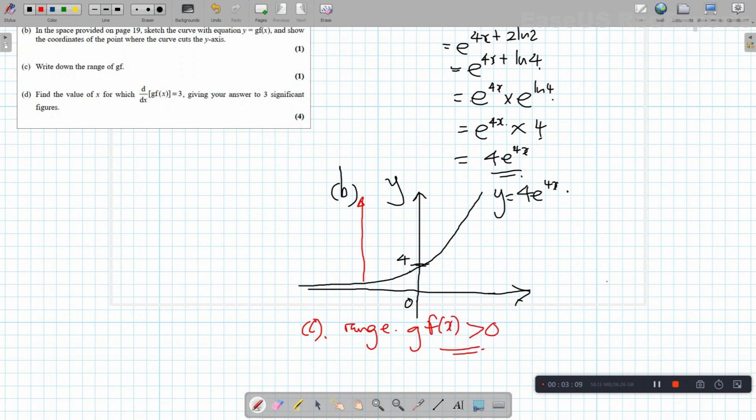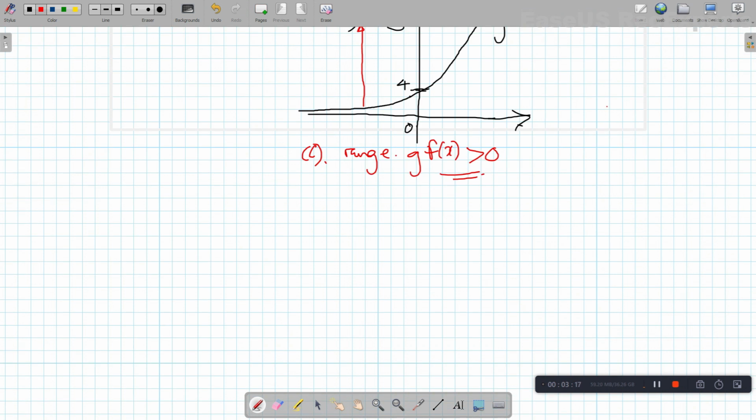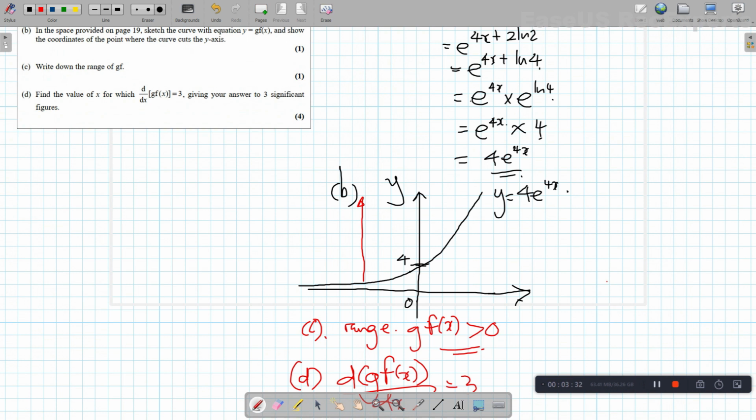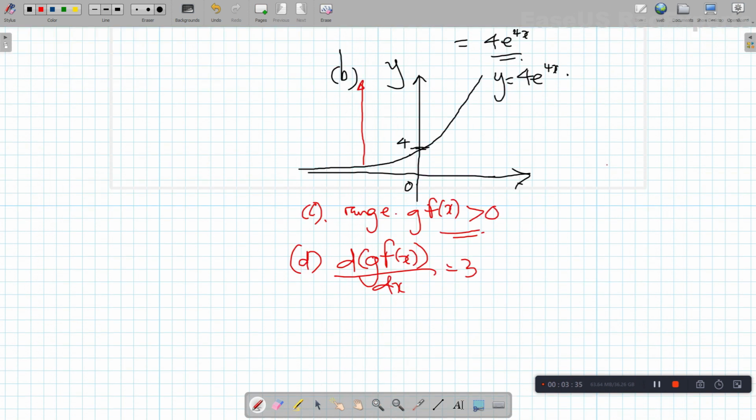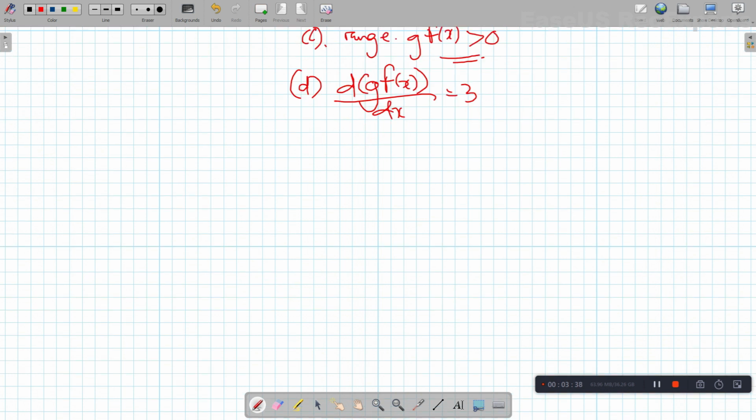Okay, and next for D, find the value of x for which the differentiation of g(f(x)) equals 3. So differentiate g(f(x)) over dx equals 3. We already got g(f(x)), which is 4e to the power of 4x. So basically differentiate 4e to the power of 4x in terms of x, and this equals 3.